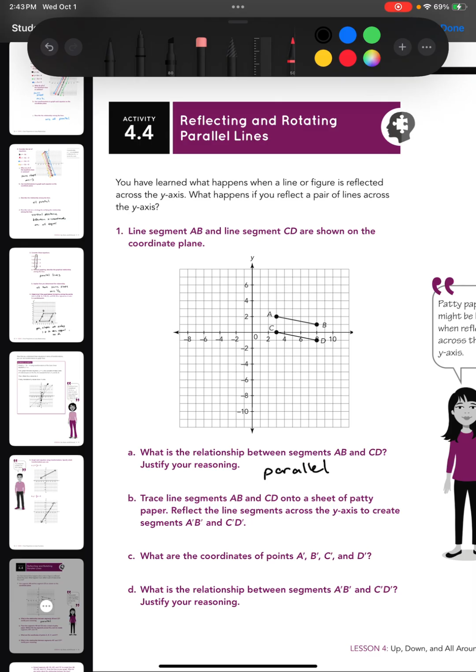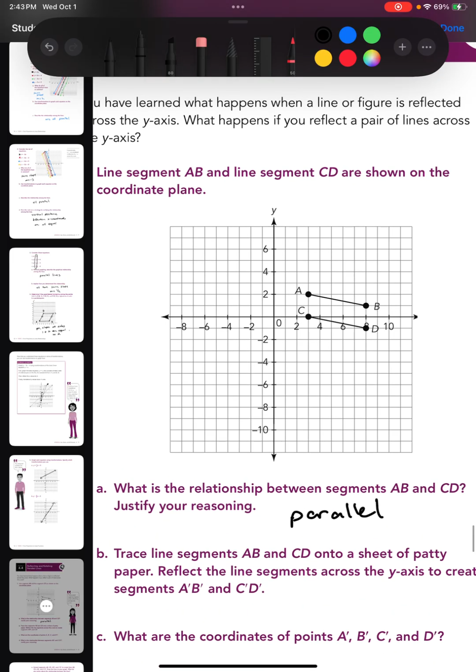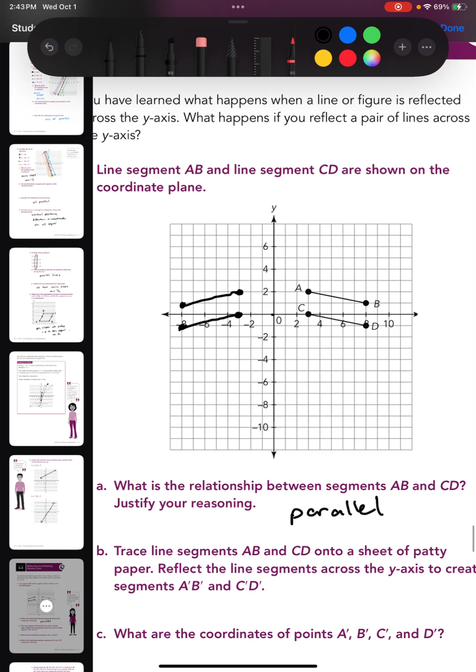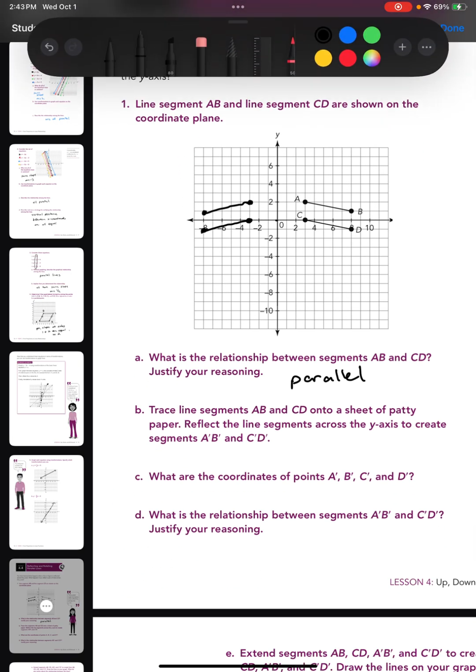So trace line segments AB and CD onto patty paper. Again, I'm just doing this digitally, so I'll reflect it without the patty paper. If we were going to reflect those across the y-axis, point C is 3 units from the origin, so I'm going to go 3 units from the origin the other way. Point D is 8, and then down 1, so 8, down 1, and then point A again, 3 units from the origin, and then point B, 8 and up 1. So we get the two lines that look like this when reflected across the y-axis.